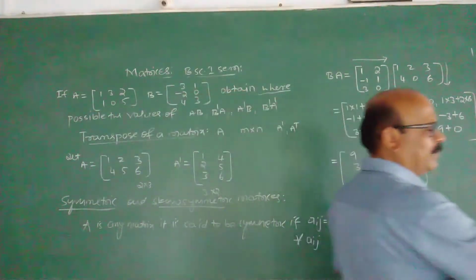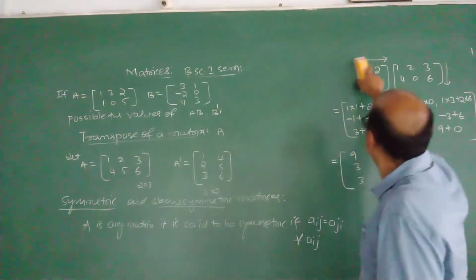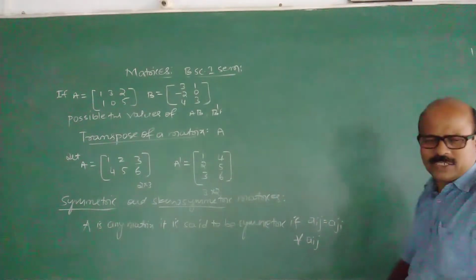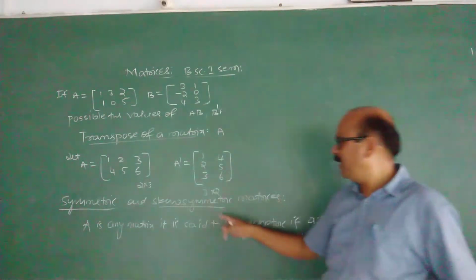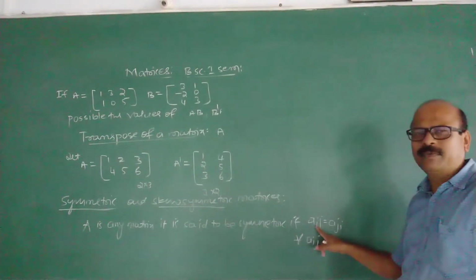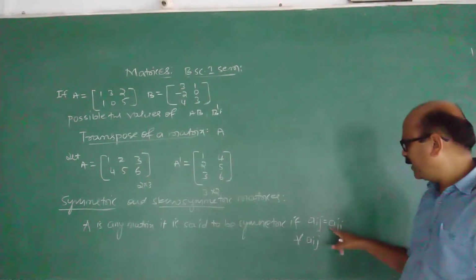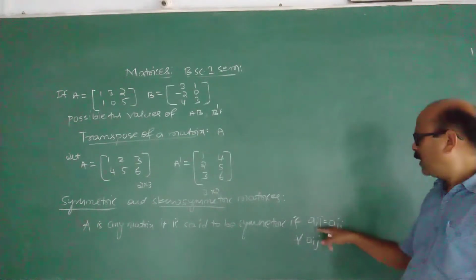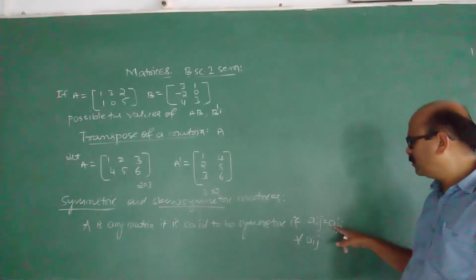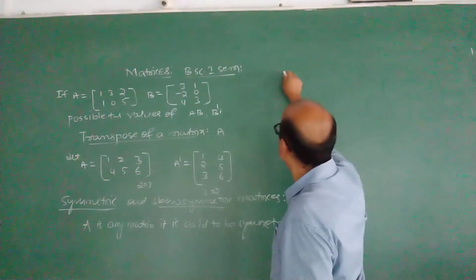When do you say that a matrix is symmetric? Symmetric means Aij must be equal to Aji. And you have studied the notation here. Aij, what do you mean by Aij? Ith row, jth column. In the suffixes of Aij, the first suffix denotes the row, the second suffix indicates the column. Aij is equal to Aji. That means the element of the ith row, jth column must become the element of the jth row, ith column. I give an example, it will be clear.